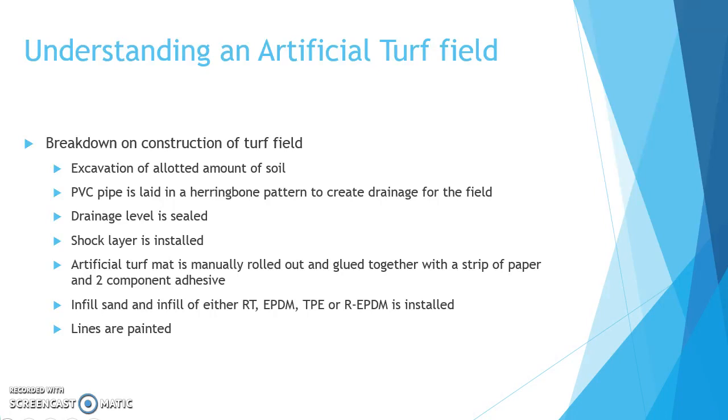After the turf mat has been installed, the infill sand and infill layer of either RTs, EPDMs, TPEs, or REPDMs is installed. After that is installed, the lines are painted on. Again, the lines and the paint are chemical hazards for the artificial turf fields, not just to human health, but also through runoff and any excess used during that project.